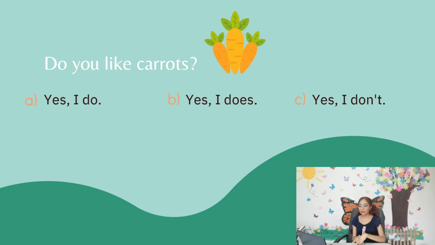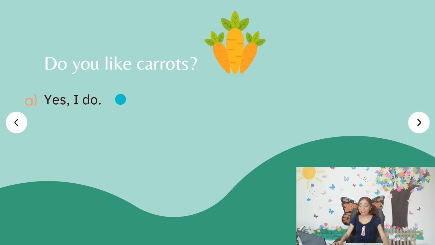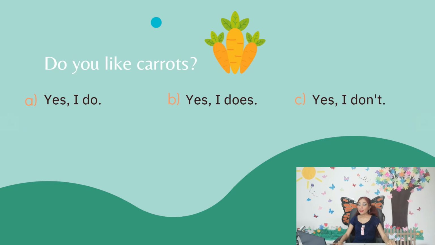So what's the correct answer? Do you like carrots? Yes, I do. Yes, I does. Yes, I don't. So the correct answer is, do you like carrots? Yes, I do. Ok, vamos a regresar un poquito para ver por qué las otras dos no podían ser. Because, yes, I does. Because I never uses does. Con I siempre usamos do. Never, never, never does. Ok.